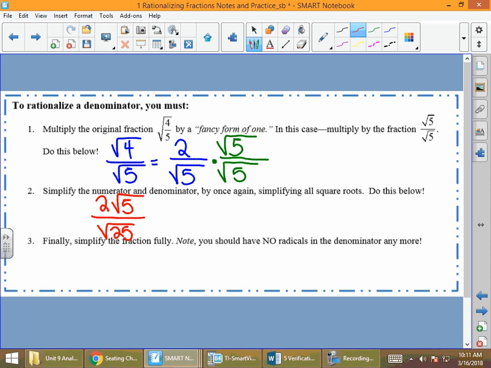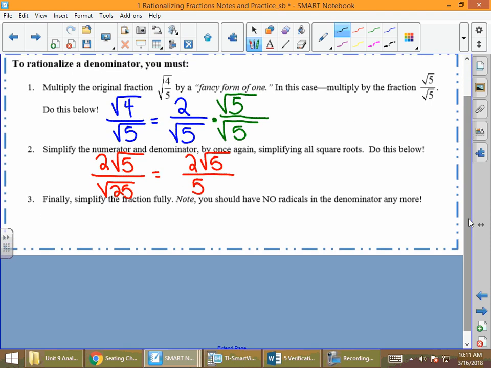Can we simplify the denominator? We can. So 2 square root of 5 stays as is. The square root of 25 is 5. And it turns out in this case, that is our solution. That's our simplified version here. Finally, it says simplify the fraction fully. Well, we cannot do anything else to this problem. So there it is simplified fully. Notice that there is no radical in the denominator.